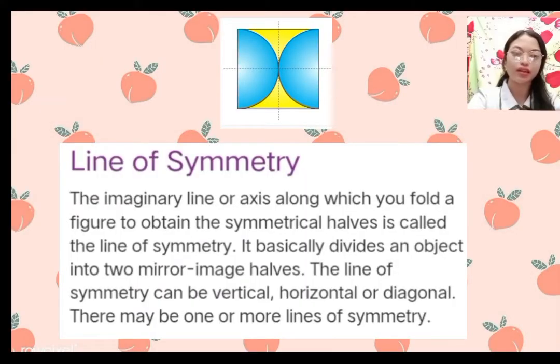The line of symmetry is an imaginary line or axis along which you fold a figure to obtain the symmetrical halves. It basically divides an object into two mirror image halves. The line of symmetry can be vertical, horizontal, or diagonal. There may be one or more lines of symmetry.